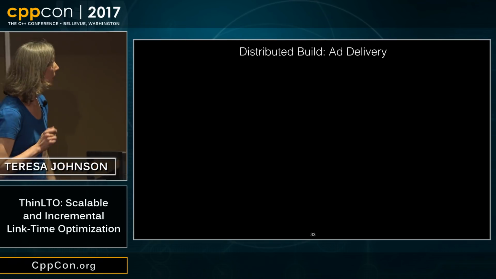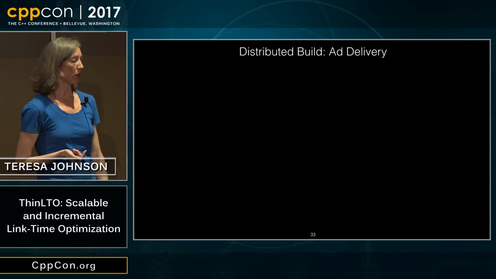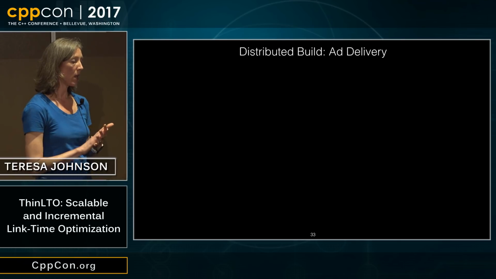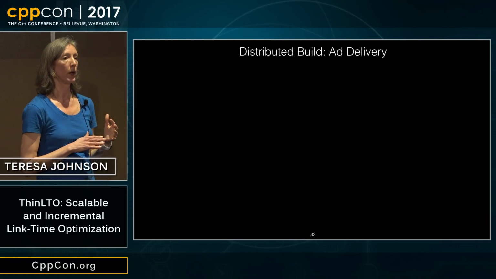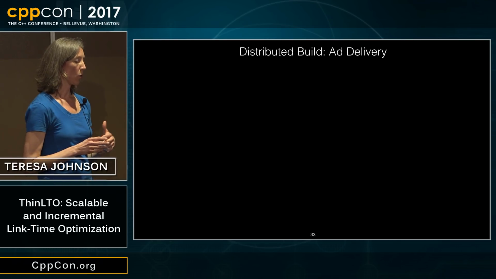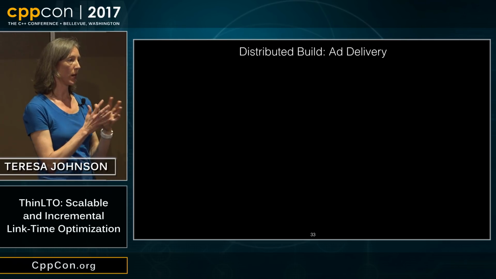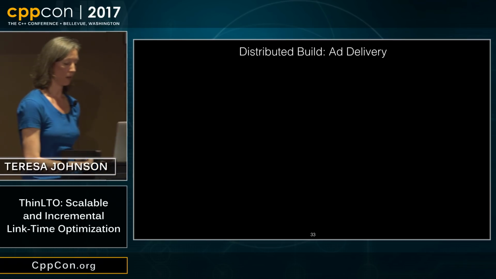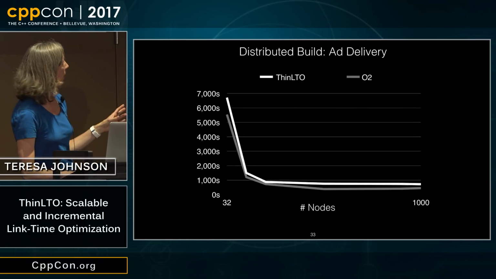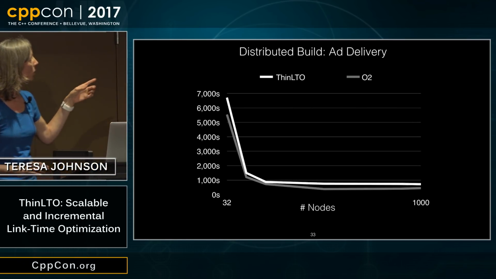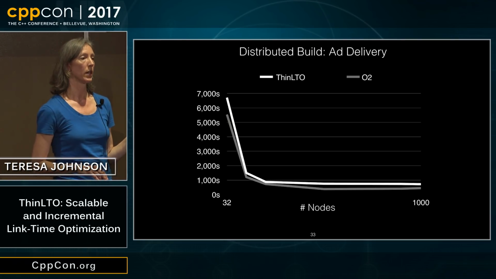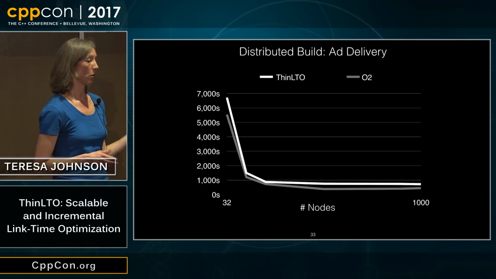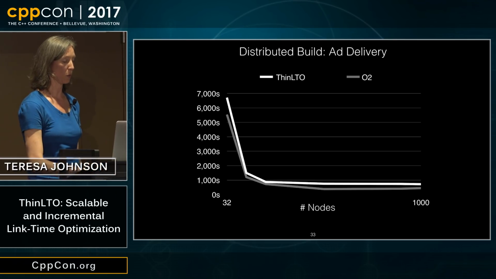Okay, Ad Delivery could only be compiled with ThinLTO. So what we did instead was look at our distributed build system and how it scaled compared to just O2. We ran some numbers constraining the number of remote nodes available for distributing the backend compilation and compared this. You can see that ThinLTO is a little bit slower than O2. It does have a serial synchronization step in the middle, but it actually scales pretty close to O2, which was great. That was what we were hoping for.